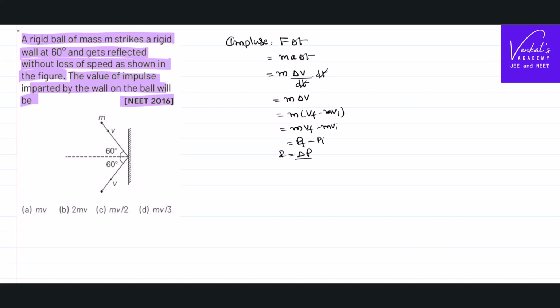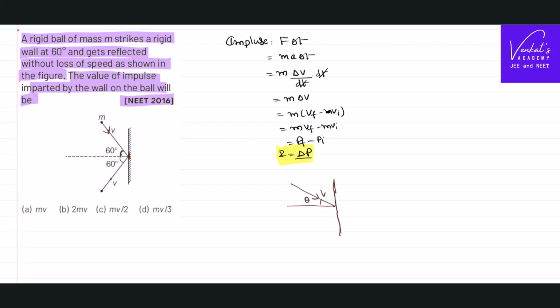So when someone asks you to find impulse and force and time are not given, the best way is to find the change in momentum of that ball. So I need to calculate the change in momentum in this case. See, it is hitting the vertical wall with an angle theta. Let me draw a diagram for you so that it's easy to understand. A body is striking this vertical wall with a velocity v, making an angle theta here.